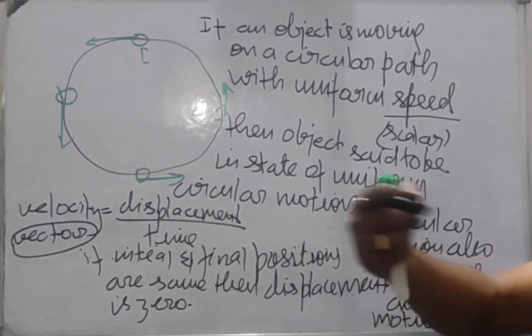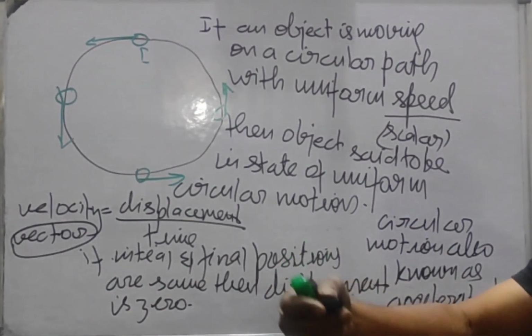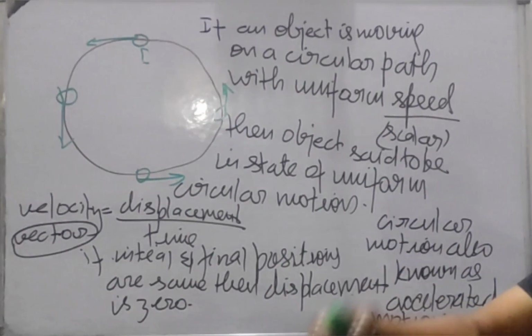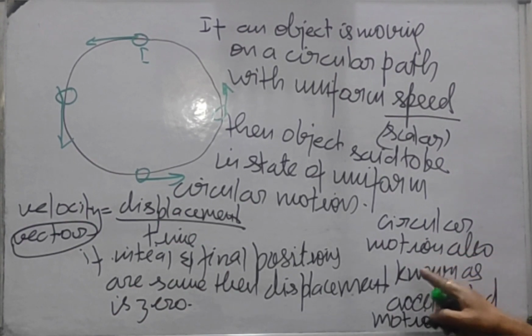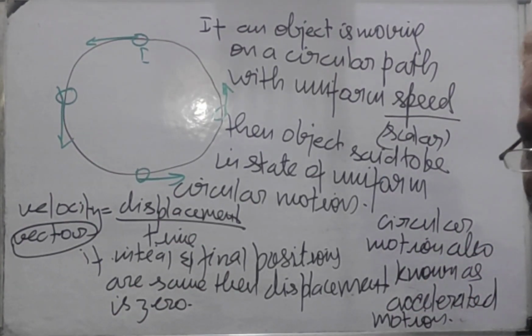Velocity is a vector quantity also, so at every point of time its direction is changing, it means velocity is changing. So change in velocity, the rate of change of velocity, is known as acceleration. So a circular motion is also known as accelerated motion. I hope you understand.